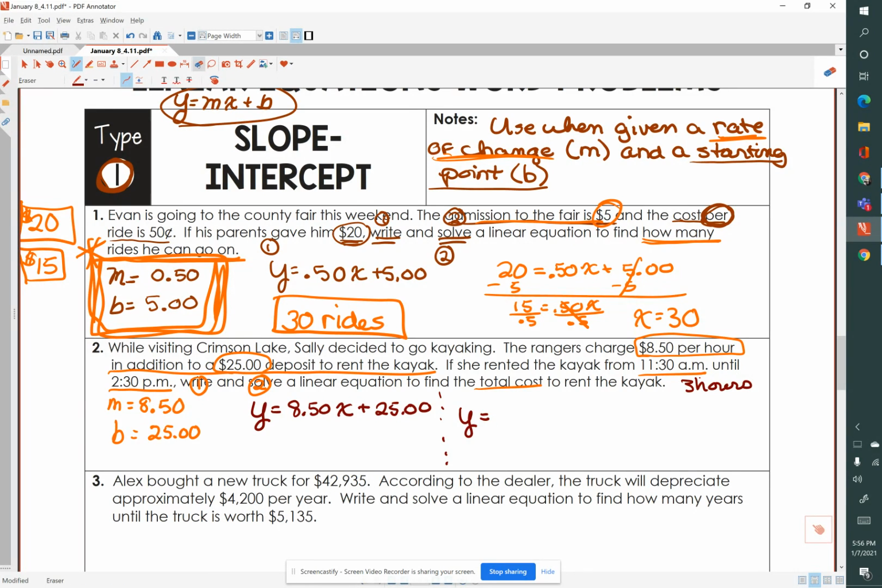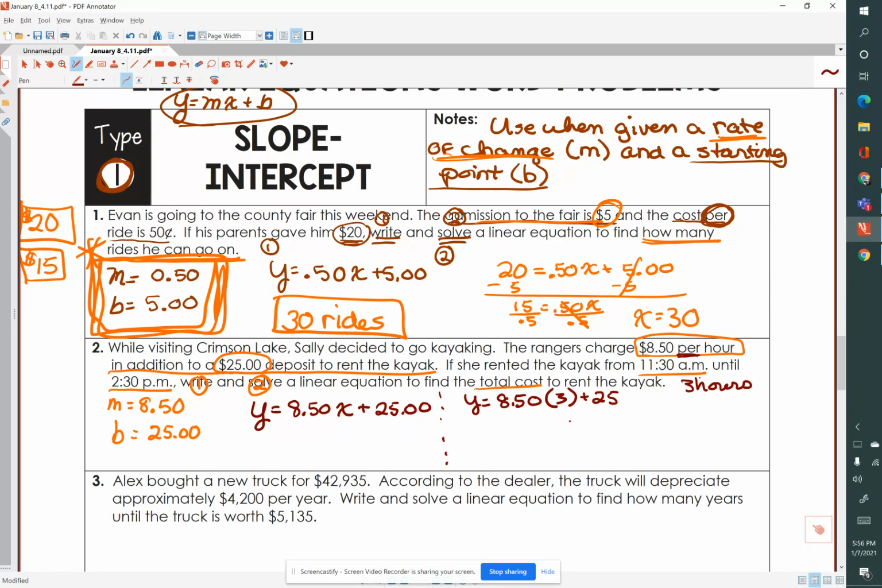Let me just write this up a little bit. I want to have room to solve it. Okay, y equals 8.50 times 3 hours. That's our x, because 3 hours is the amount of time that they're renting it for. And remember, it's steady. It's not $8.50 the first hour and then, prime time, $10.50 the second hour. No, steady rate, $8.50 per hour. So that's 3 hours plus that $25.